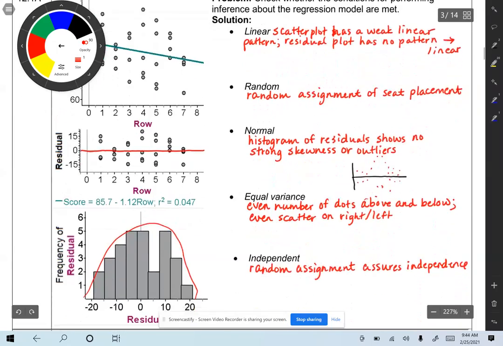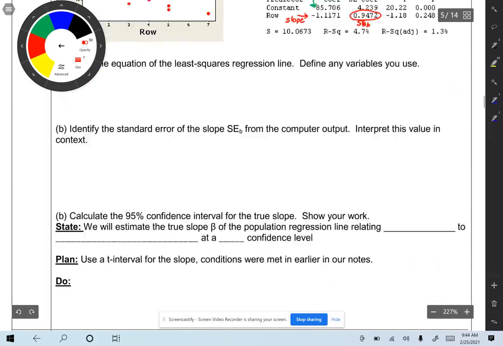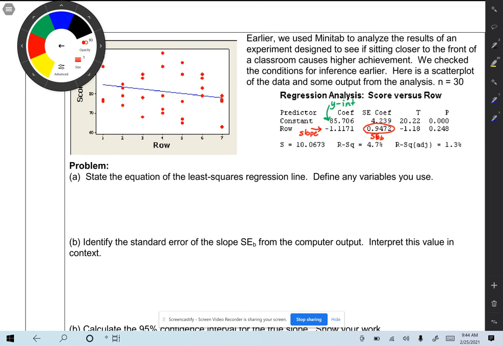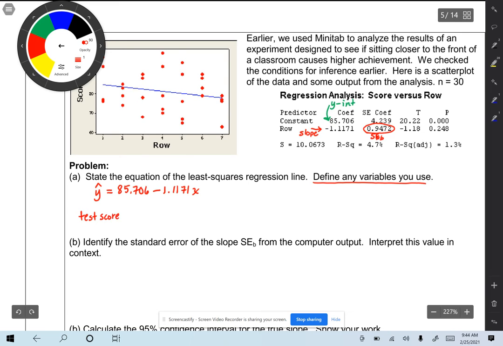Okay, so for this one, same thing, but we want to define our variables. You can write your equation first using the x and y. So y hat equals, always write your y-intercept first, 85.706 minus 1.1171 times x. And now defining the variables. Well, y hat represents the predicted test score. Some students just go straight to this equation, and that's totally fine too, and you don't even have to put the first one there. And then x is your row number.